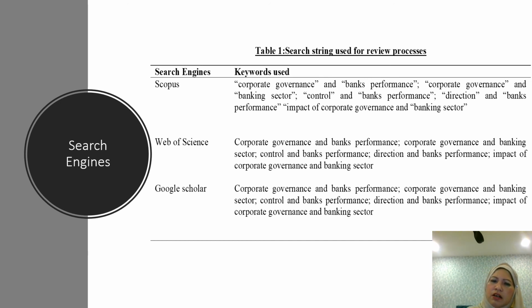So in order for this to be a very rigorous search, we use a few keywords inside the search string. Okay, now for Web of Science, we don't have to put the inverted commas. We use again corporate governance and bank performance, corporate governance and banking sector, control and bank performance, impact of corporate governance and banking sector. We do the same for Google Scholar.